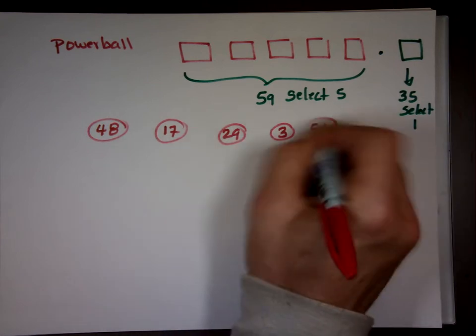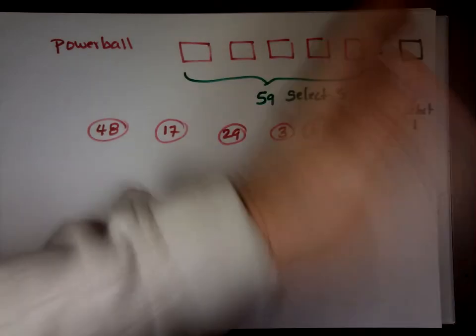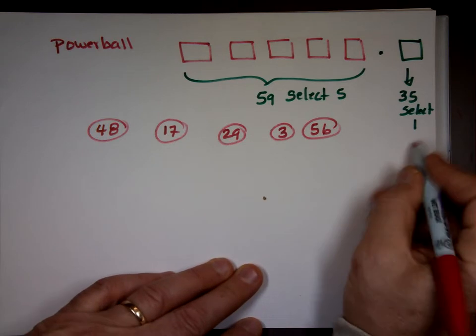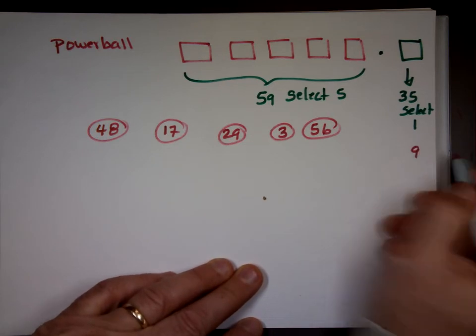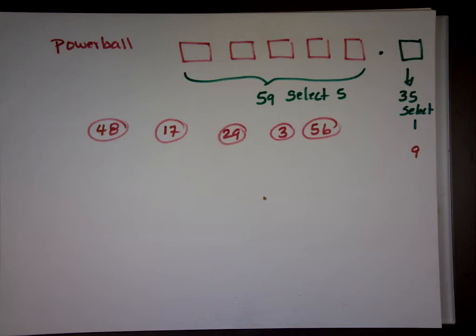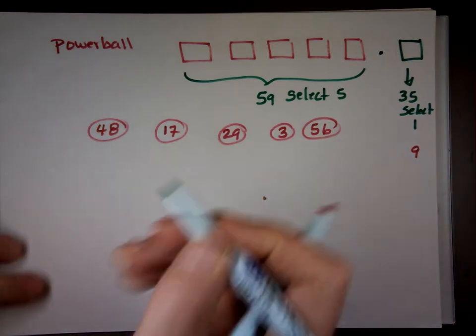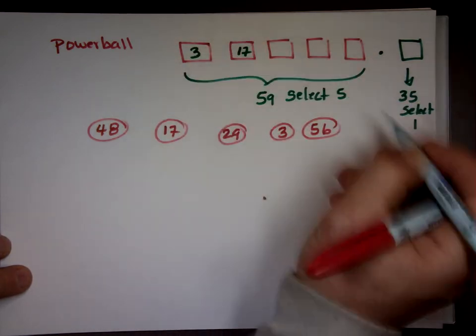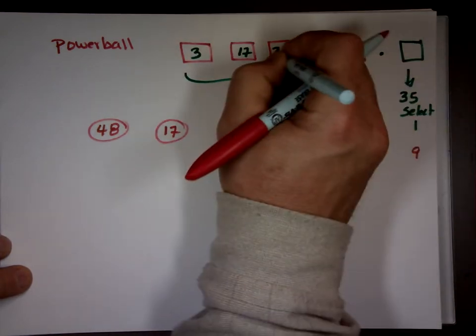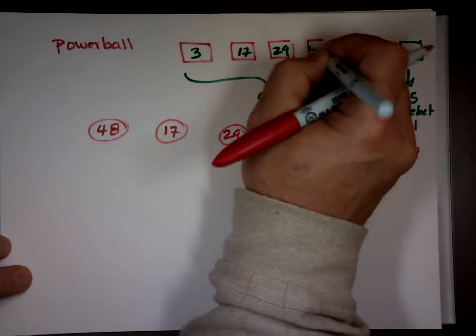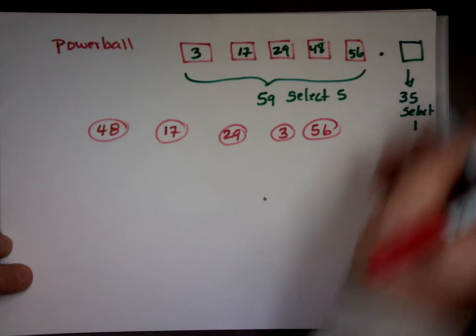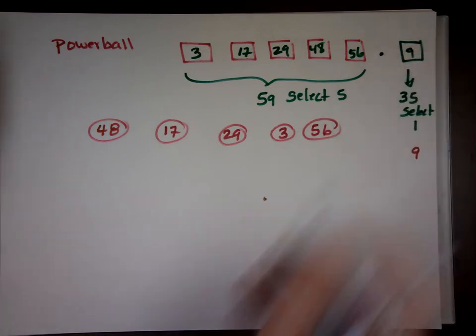Then they go to the other drum, they spin the balls, they reach in, open a chute, there comes a ball. The winning number is number 9. So today's winning number is, they take them and they put them in order. They go 3, 17, 29, 48, 56, and the Powerball number is 9. If you get these numbers, congratulations, you just won 280 million.